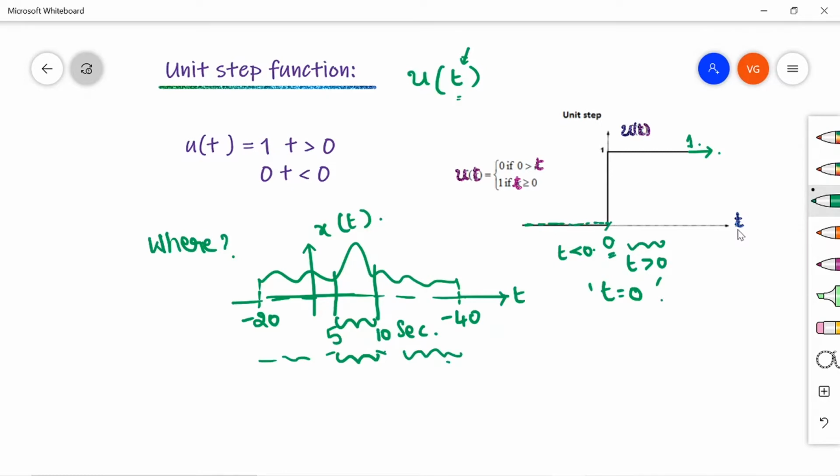That is, if you want to extract some part of the signal, we'll be using unit step signal. The other advantage is adding two or more unit step signals will form another new signal. So, to form a new signal, adding two or more unit step signals will help us.